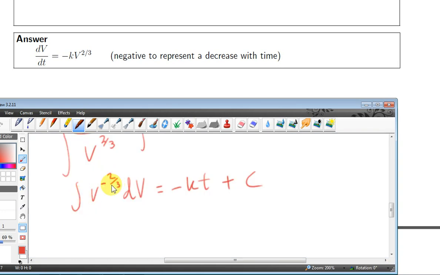Okay, integrating this, we add 1 onto the power. Minus 2/3 plus 1 is 1/3, and we divide by the new power, so we divide by 1/3, but that's the same as multiplying by 3. So we divide both sides by 3 and raise both sides to the power of 3.